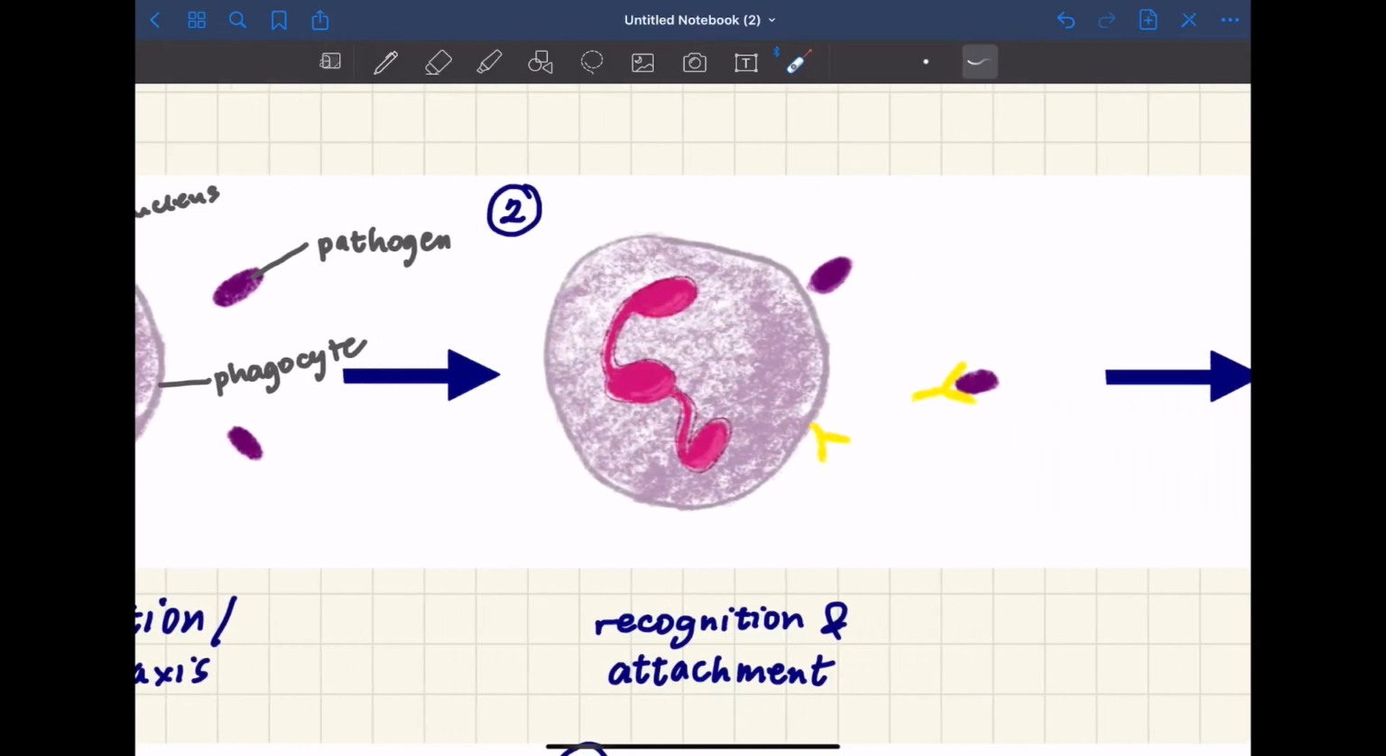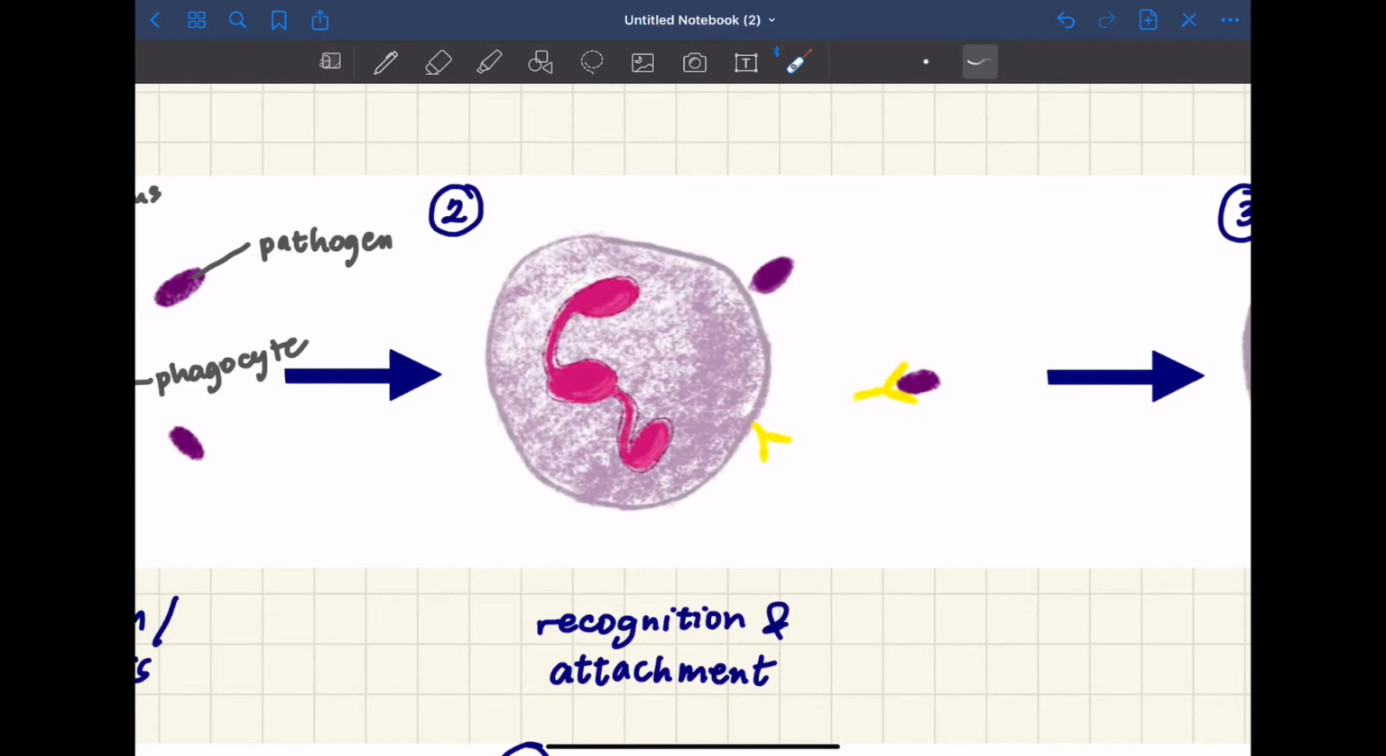This now leads us to the second step, recognition and attachment. Remember that different cell types express different receptors. But some receptors are general, meaning they can identify a self-produced molecule versus a potential threat. And others are very specific. The phagocyte will not initiate phagocytosis without successful binding of the cell surface receptors.